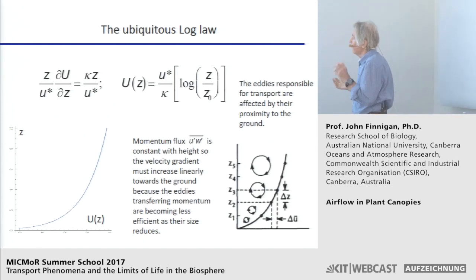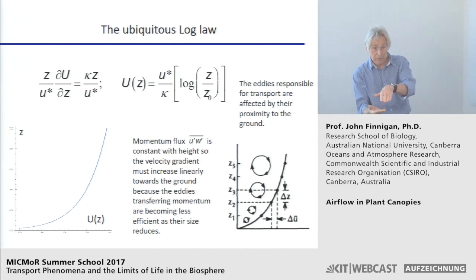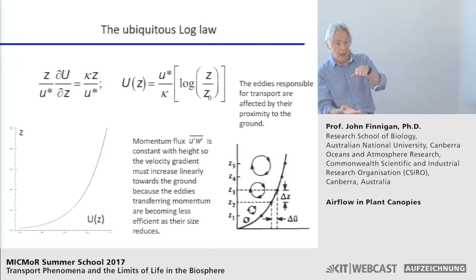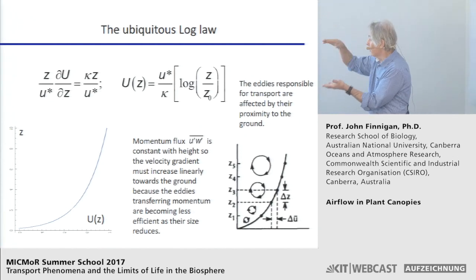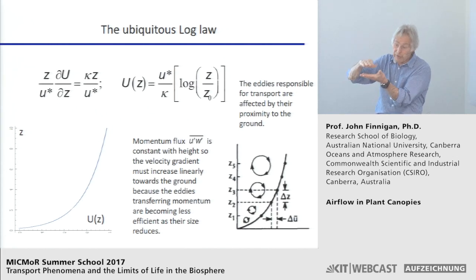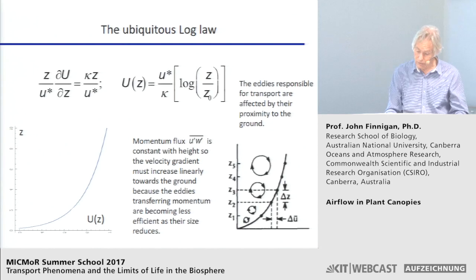And the physical explanation for that is that the eddies that are responsible for the transport, in the sense of passing mean momentum from one level to the next, are getting smaller as they get close to the ground because the ground is blocking them. They've got to be three-dimensional, and so you've got to have a bit of space between the top of the eddy and the ground. As you get close to the ground, they get smaller. So if they've got to pass the same amount of momentum, because the shear stress is constant with height, then the difference in momentum has got to increase as the eddies get smaller. So you've got to have that increase in shear as you get closer to the ground.